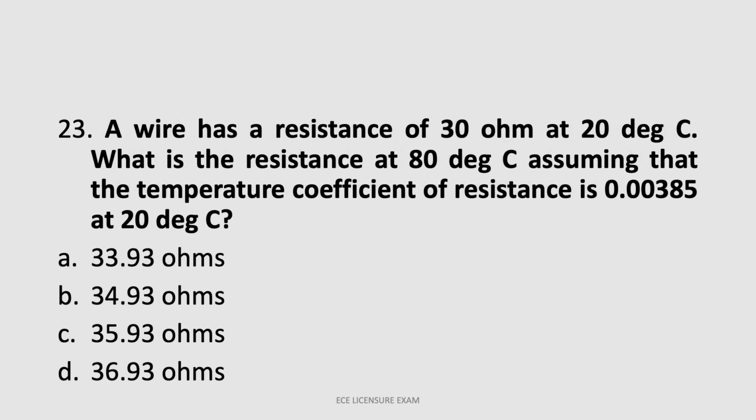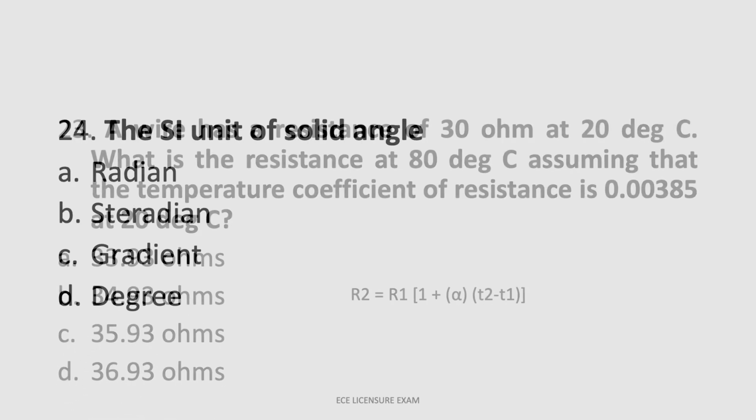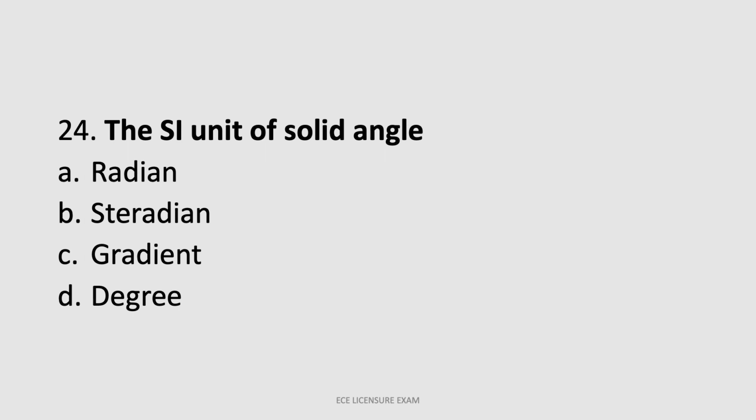A wire has a resistance of 30 ohms at 20 degrees Celsius. What is the resistance at 80 degrees Celsius, assuming that the temperature coefficient of resistance is 0.00385 at 20 degrees Celsius? 36.93 ohms. The SI unit of solid angle.